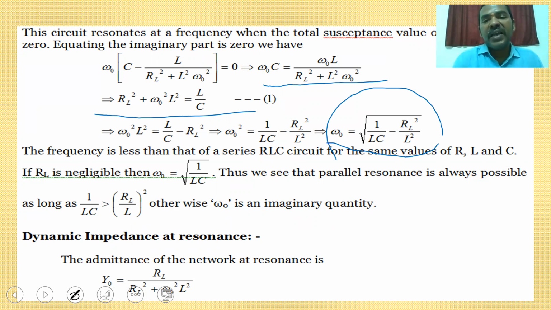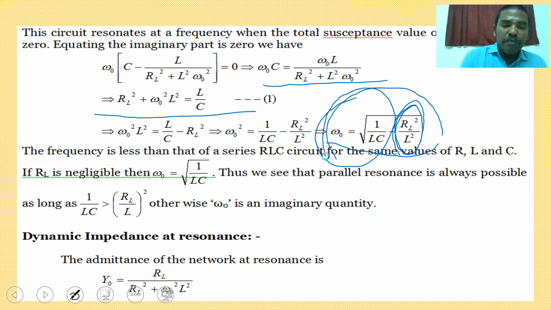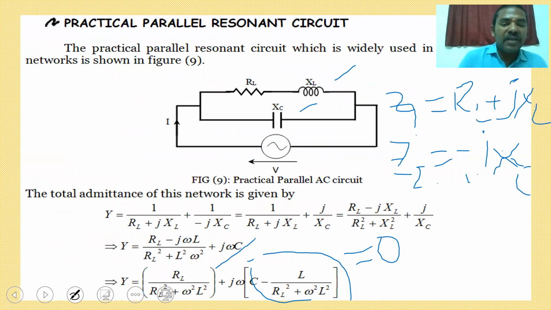So in this condition, if no resistance is there, this value is 0. So if this value is 0, then omega naught is equal to root of 1 by LC only. So omega naught is equal to root of 1 by LC, which is the RLC series circuit resonating frequency. Are you understanding?